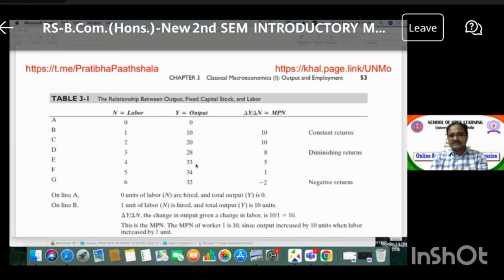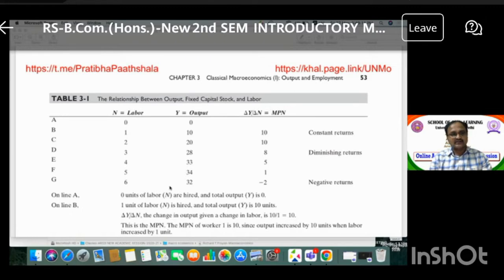And with the fourth labor, the output increases to 33. And if you add the fifth labor, the output increases to 34. Up to the fifth labor, the output is increasing. Earlier 0, 10, 20, 28, 33, 34. Beyond that, if you hire one more unit of labor input, the output will decline. Why? Because in the initial stage, whenever you are working, you are producing more output, but after a certain period of time, the output will automatically decline. Same thing here also. If you increase one more unit of labor, the output will automatically decline.